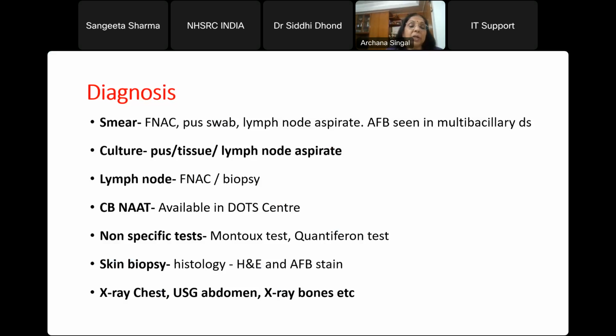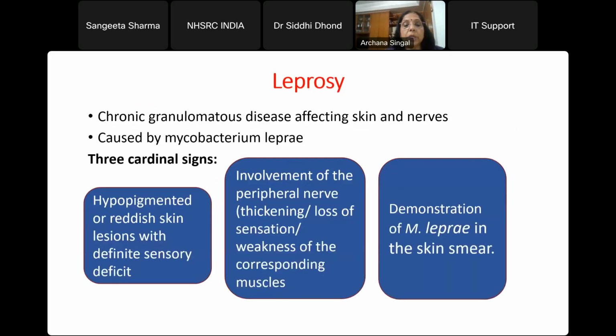So the diagnosis is based on the histopathology, because in skin we cannot demonstrate AFB or CB-NAT, or lymph node, then we can do FNAC. And it is treated like pulmonary tuberculosis only.